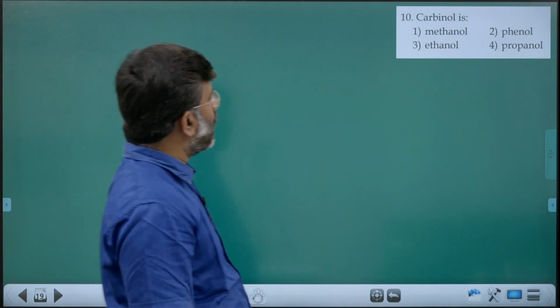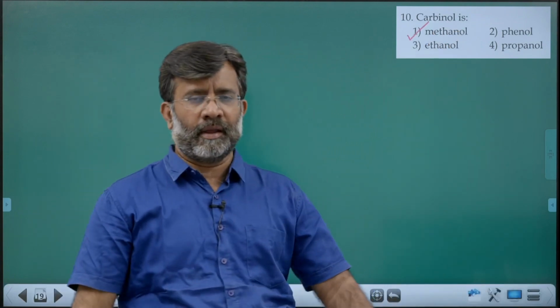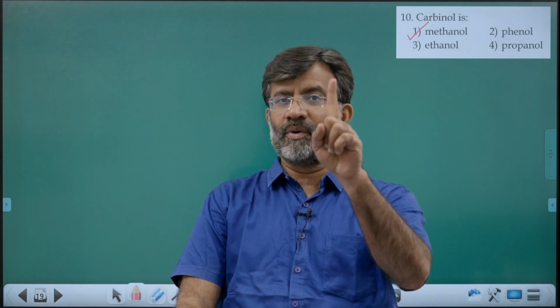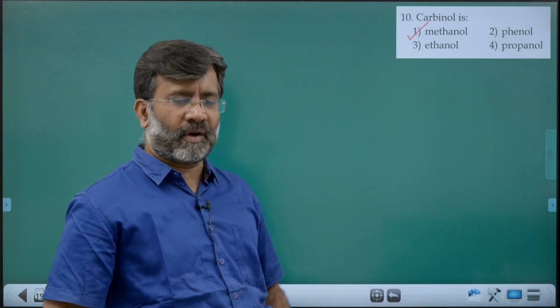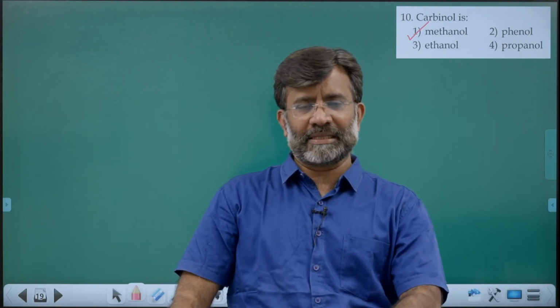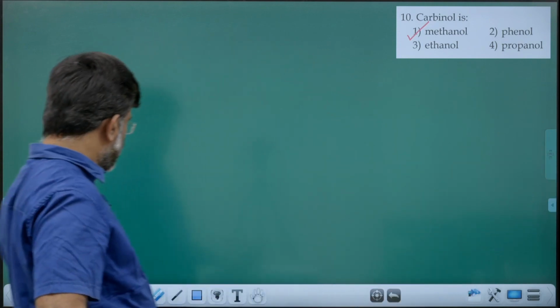Carbinol is methanol. Methanol is called carbinol. Ethanol is called methyl carbinol. Phenol is called carbolic acid. Propanol is called ethyl carbinol. So carbinol, methyl carbinol, ethyl carbinol, it goes on like that. Next.